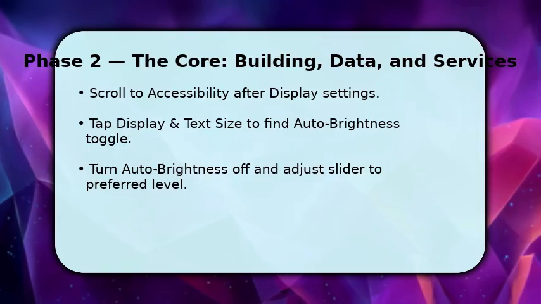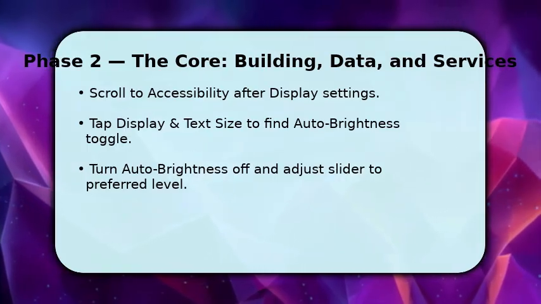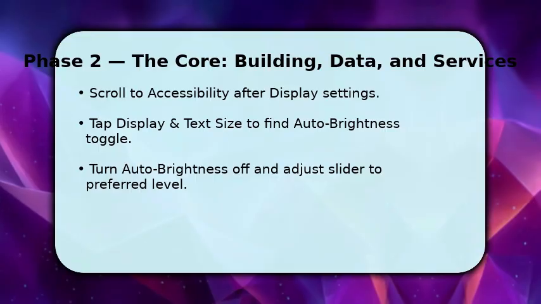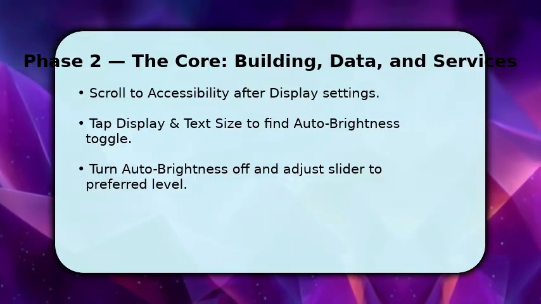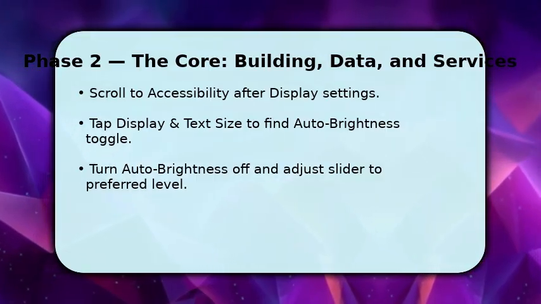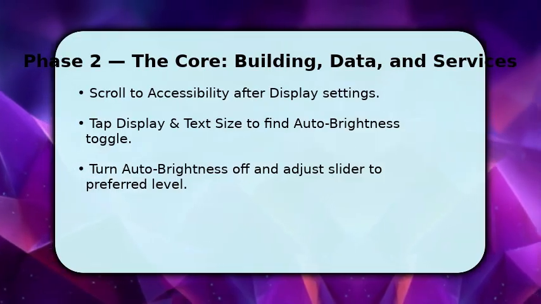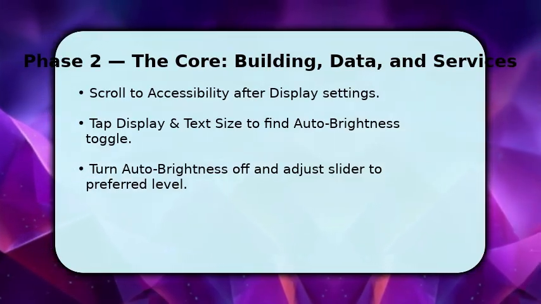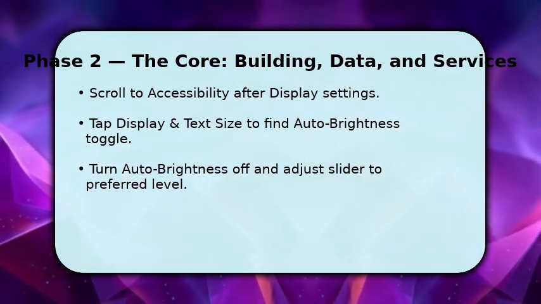Once toggled, adjust the brightness slider in Display and Brightness to your preferred level so the change is immediate. This ensures manual control persists across apps. Remember, turning off auto brightness may affect battery life slightly, so choose a comfortable but reasonable brightness.